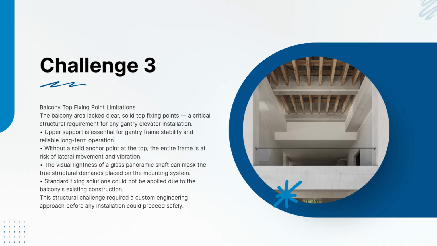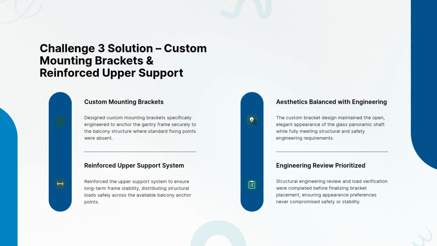Challenge three: balcony top fixing points. The third issue was structure. Panoramic elevators near balconies often look visually light, because the glass shaft is transparent. But the structure still needs reliable support. In this project, the balcony area did not have clear and solid top fixing points. For a traction gantry elevator, upper support is important for frame stability and long-term operation. If the top fixing points are uncertain, the elevator cannot simply be installed based on appearance or position preference.